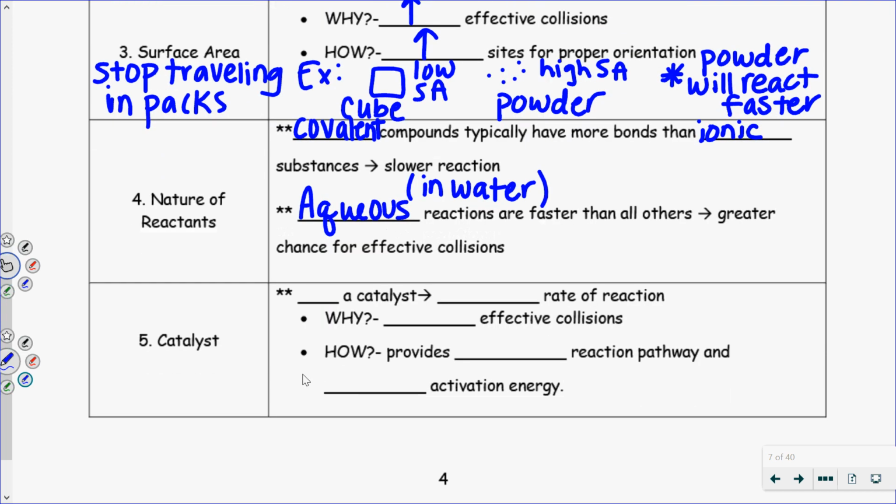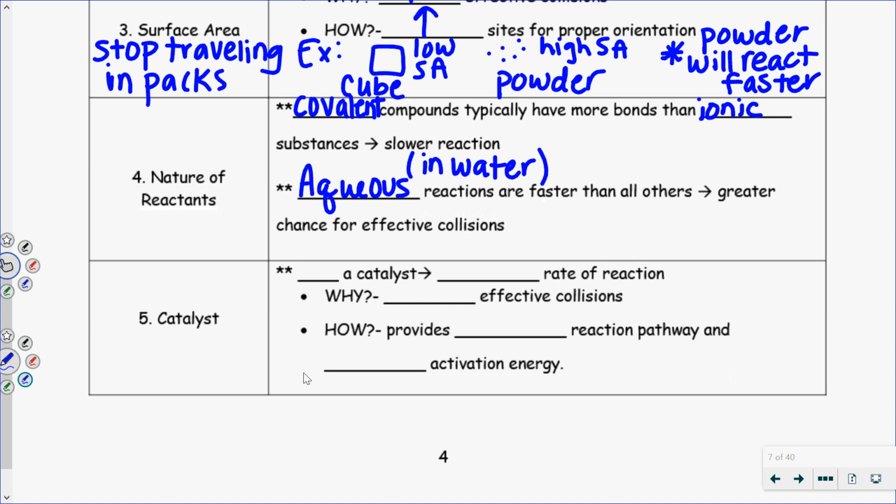And the last factor we're going to talk about is a catalyst. And the analogy from the video for this one was a matchmaker, right? A matchmaker is going to increase the rate at which people get dates because they're going to match them up a lot faster. So a catalyst, if you add a catalyst, it's going to increase the rate of a reaction.